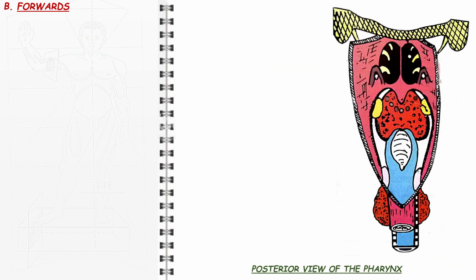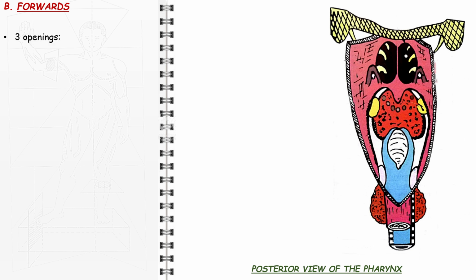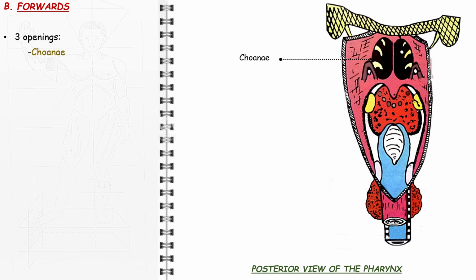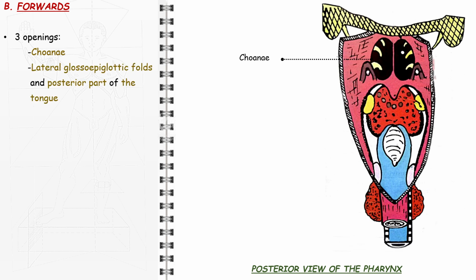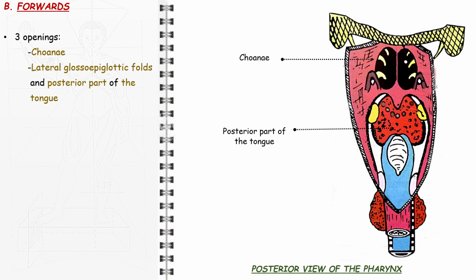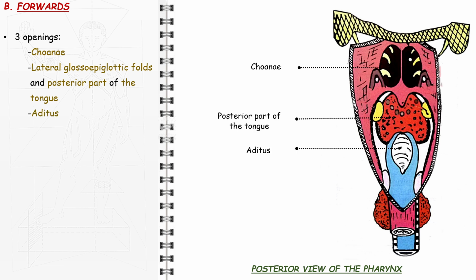Forwards, the pharynx is widely opened. The three anterior openings of the pharynx are the choanae, which open into the nasal cavity, the lateral glossoepiglottic folds and posterior part of the tongue that constitute the boundaries of the anterior wall of the oropharynx, and the aditus, which is the laryngeal inlet.